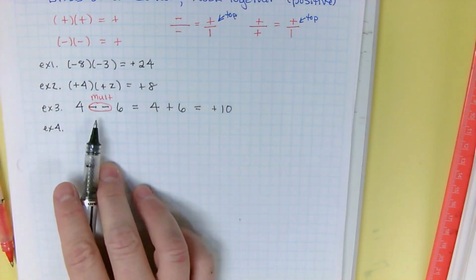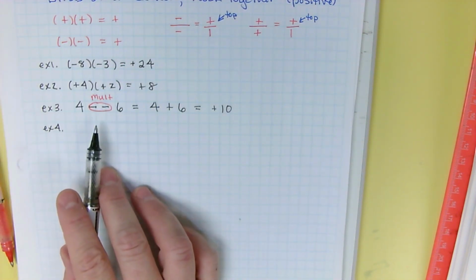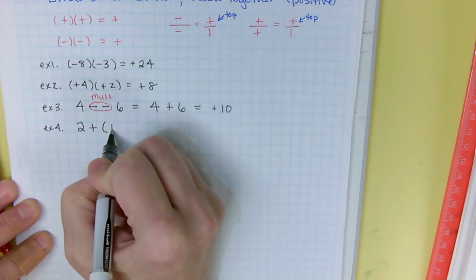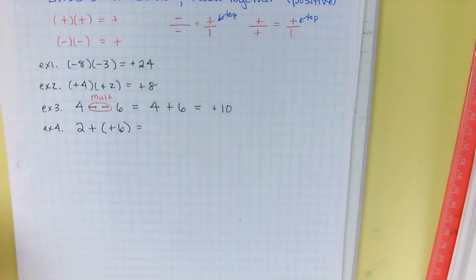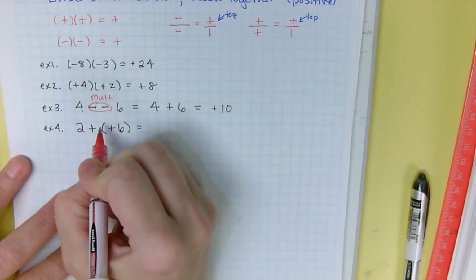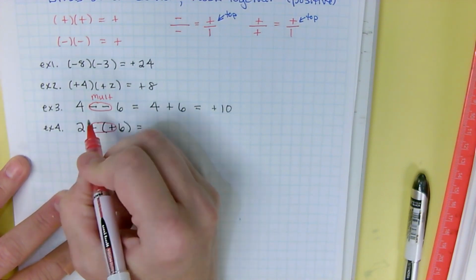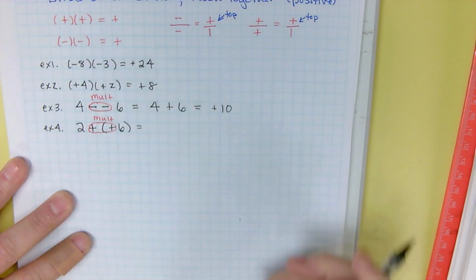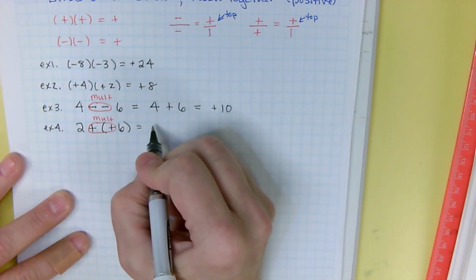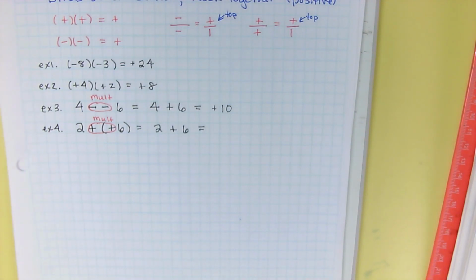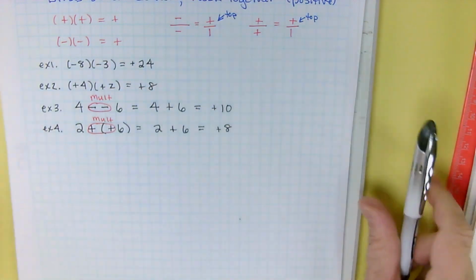Now, sometimes the signs are going to be like this, just hanging out next to each other. Sometimes they're going to put the second number in parentheses. So this is the same, though, because you still have a positive times a positive. It's being multiplied. And a positive times a positive is a positive. So this is 2 plus 6. And then you use your adding and subtracting. 2 plus 6 is 8.